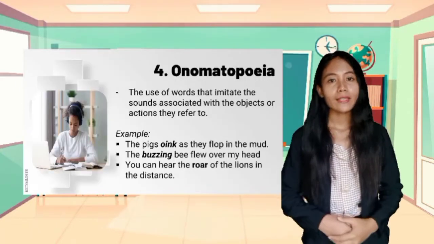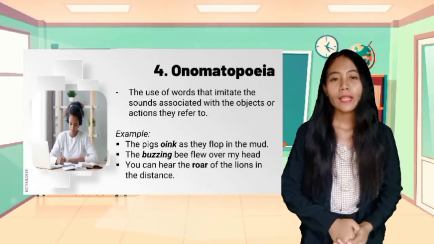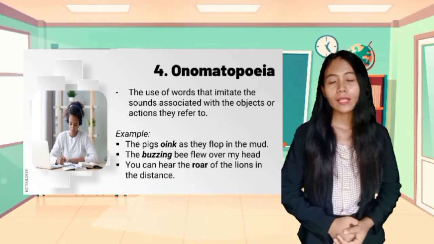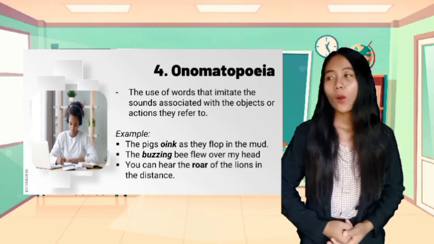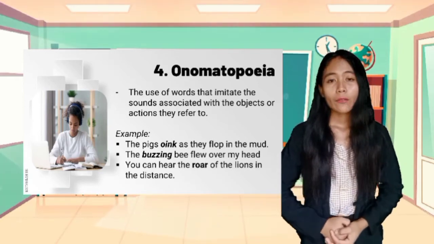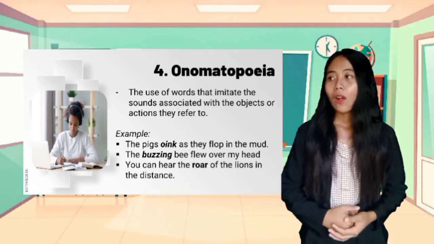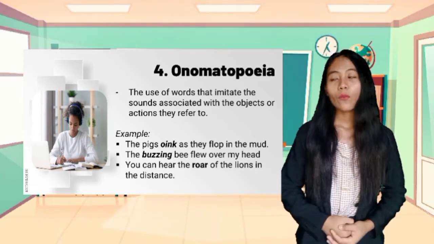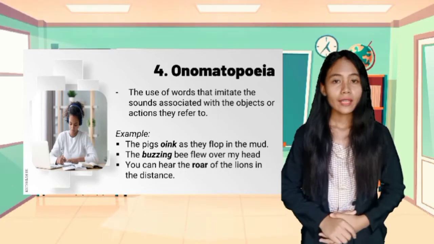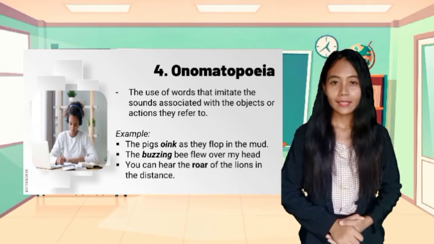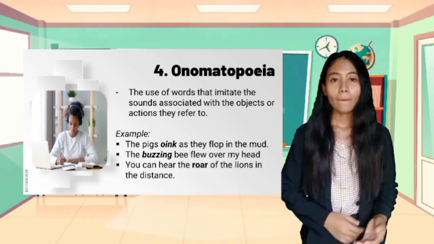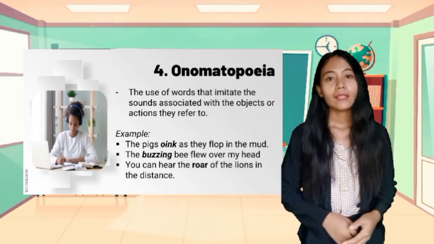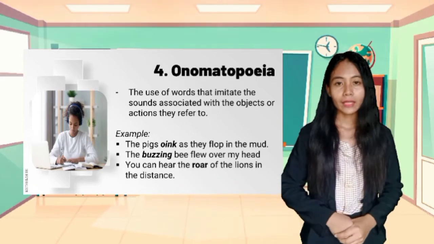So the fourth one is the onomatopoeia. When we say onomatopoeia, it is the use of words that imitate the sounds associated with the objects or actions they refer to. For instance, the pigs oink as they flop in the mud. The buzzing bee flew over my head. You can hear the roar of the lions in the distance. The words oink, buzzing, and roar imitate the actual sound made by the pig, the bee, and the lions respectively.